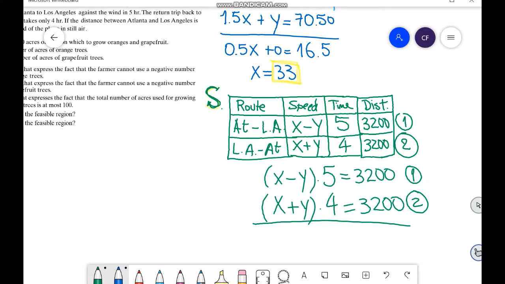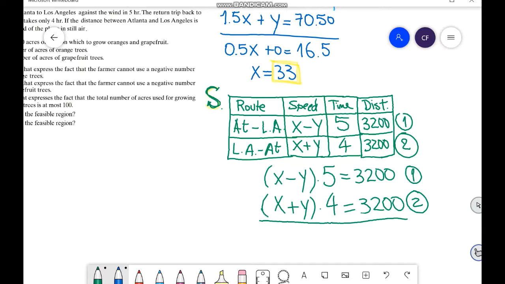What is your favorite method to solve a system of linear equations? Do you like to use graphing? Do you like the substitution method? Do you like the addition method? Apply here your favorite method.